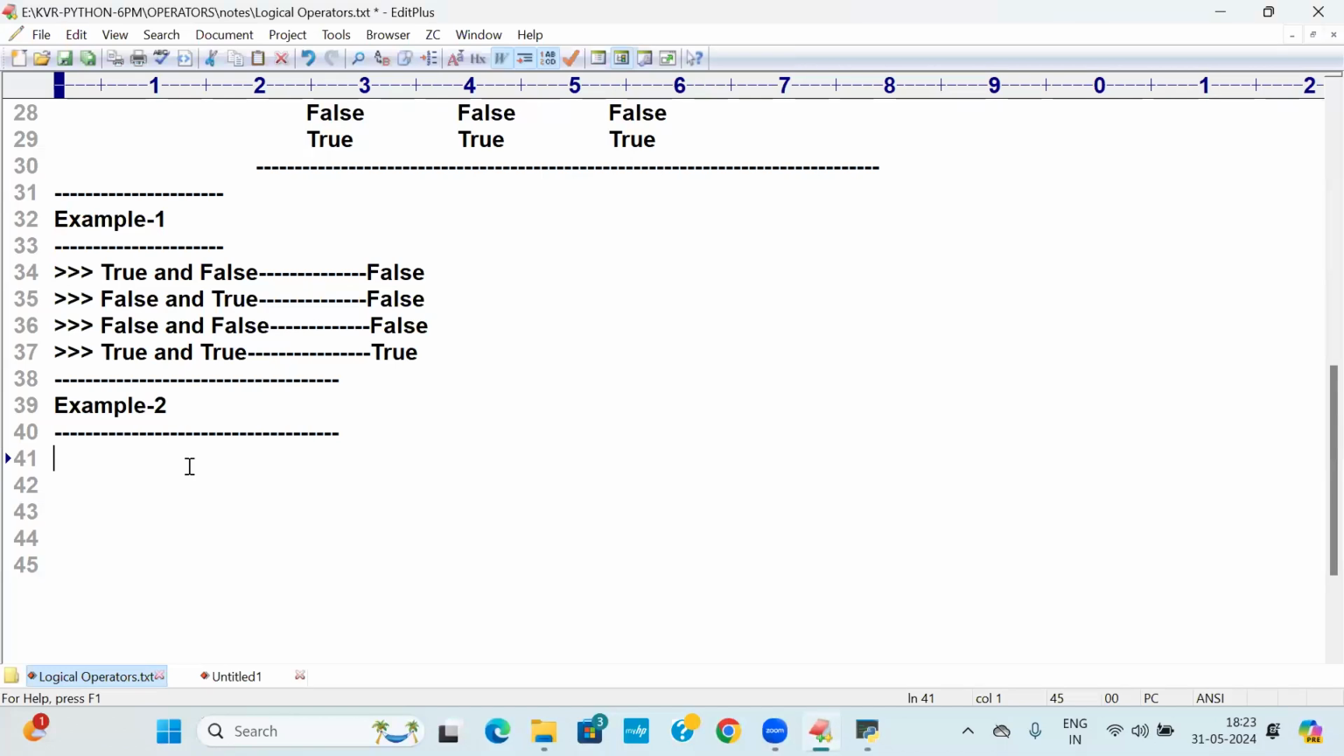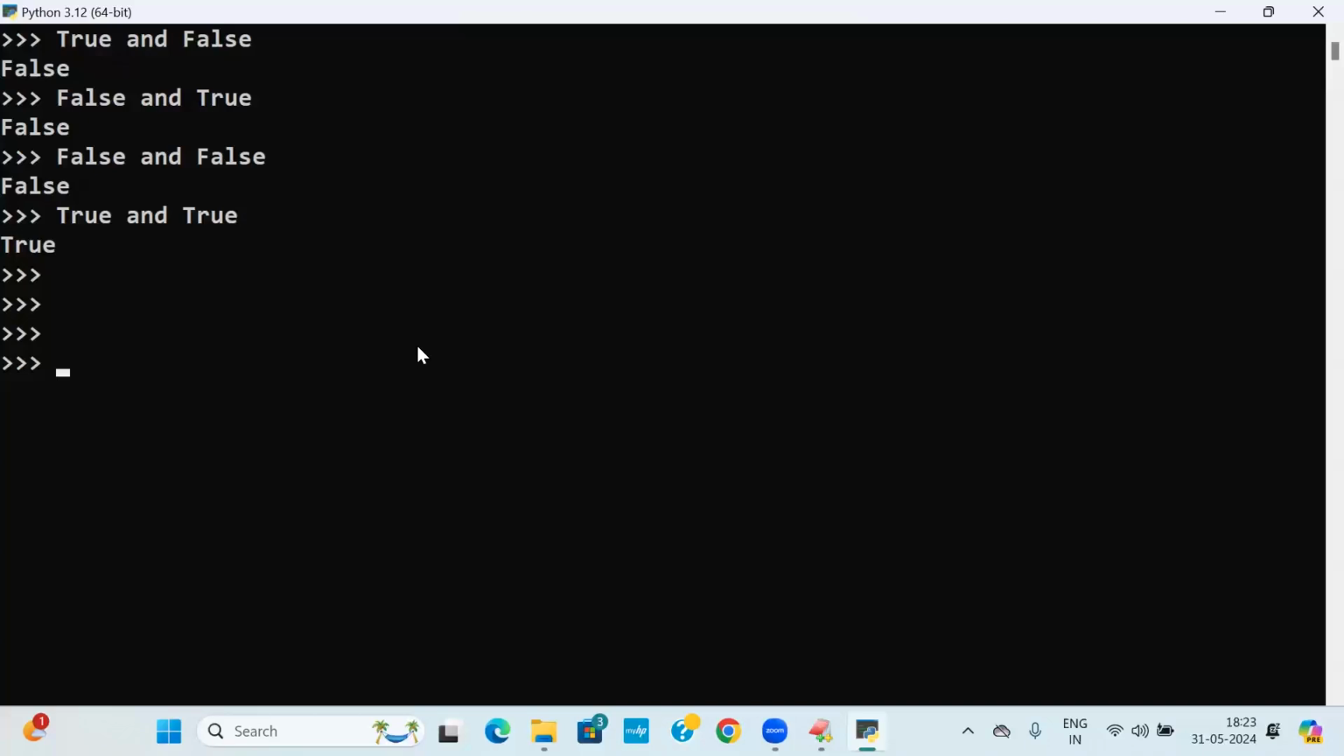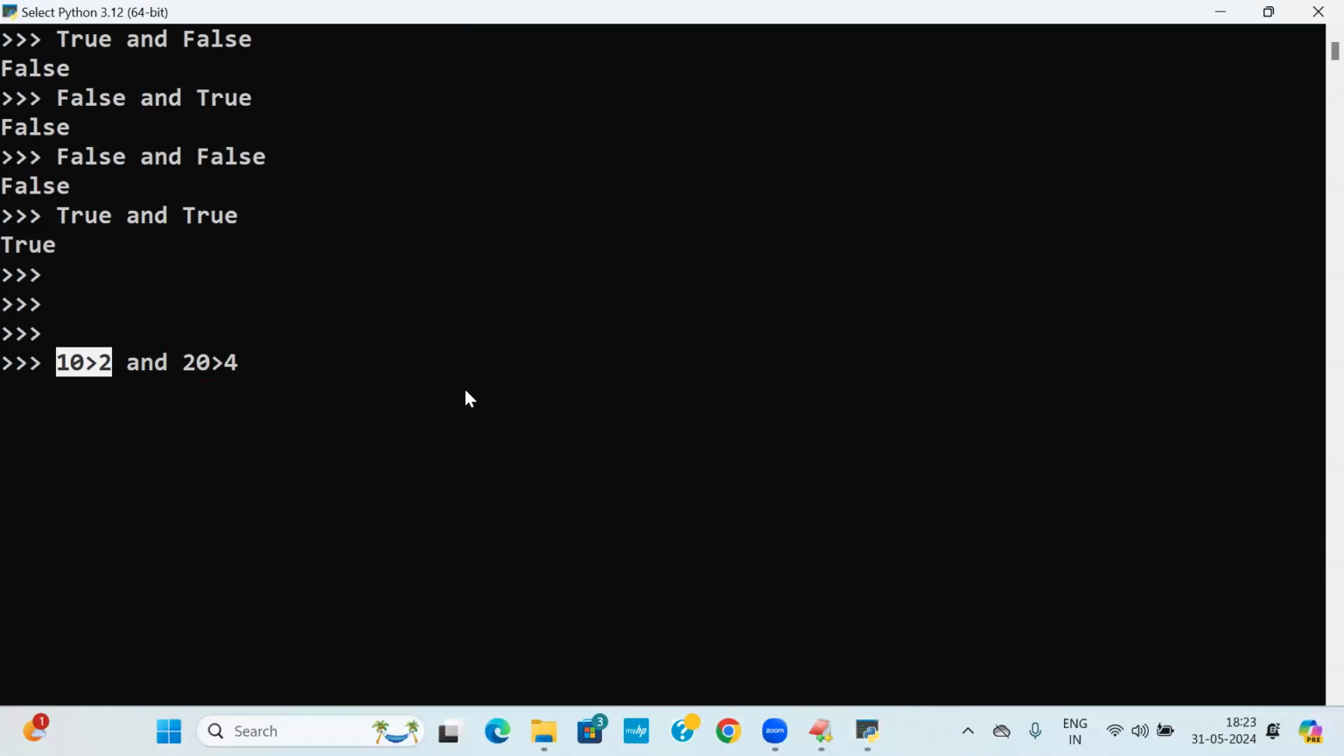Next, I'm going to take up example 2. Take care, students. Here I'm taking, carefully follow: 10 greater than 2, and 20 greater than 4. 10 greater than 2 is what? True. And 20 greater than 4 is what? True. What is the operator? And what is the answer now? True. Okay, so done. This you already know.